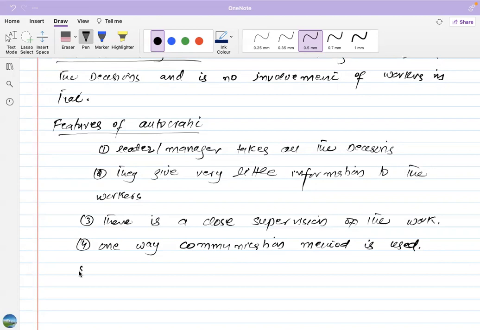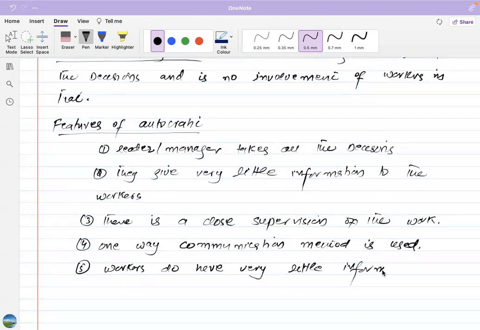As a result of that, workers have very little information about the business even. So these are a few features of the autocratic style of management.